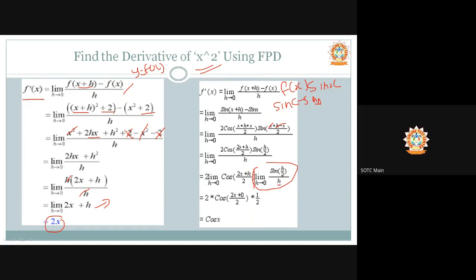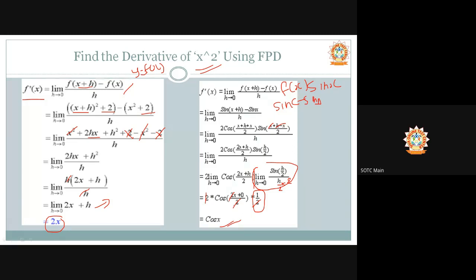So definitely here, we divide by 2 and multiply by 2. So this thing will become 1 and you have this 2 that is in the denominator. So this entire thing will become 1 by 2 and these two will get cancelled. So if you apply h tends to 0, it will become cos 2x plus 0 by 2. Then 2 will get cancelled. You will get cos x.